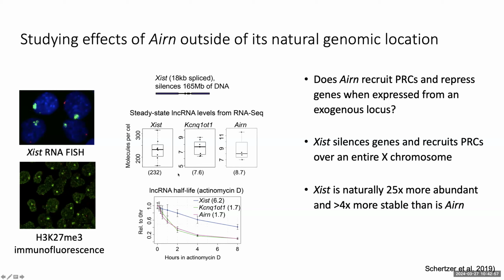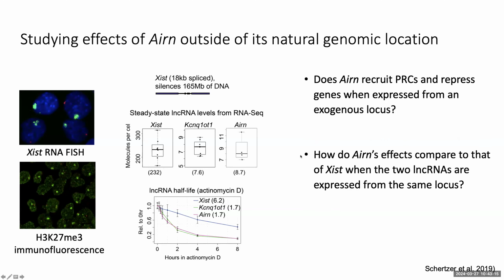And if you look at, in a natural setting, the abundance of Xist and the stability of Xist relative to Air, what you see is that Xist is naturally about 25 times more abundant than Air, and it's about 4 times more stable. And so the second question we're able to address with this transgenic system is, how do the effects of Air expression compare to those induced by Xist expression when these two RNAs are expressed from the same ectopic locus, which is the ROSA26 locus?